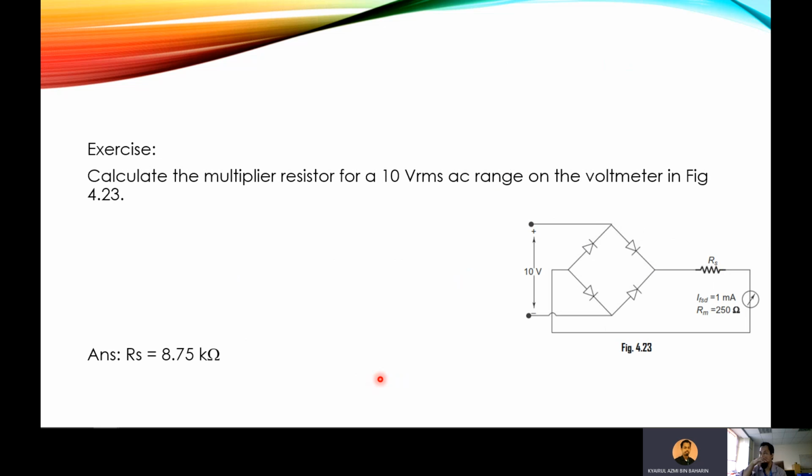Okay, so using the same example just now, please do the calculation to find what is the multiplier resistance for this condition, when we have a 10 volt RMS value connected to the supply, and you should get the answer as 8.75 kilo ohms.